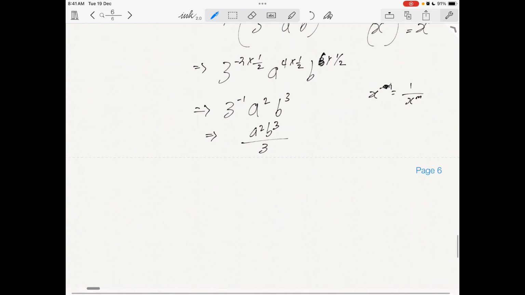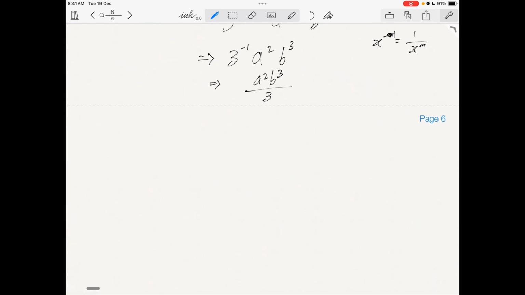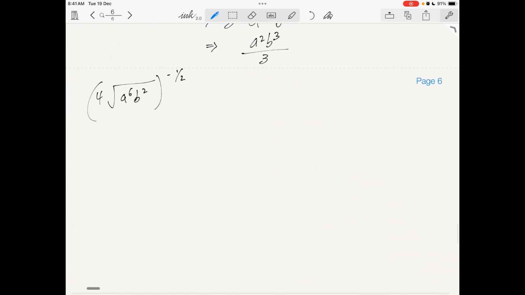Okay, now let's copy the right question this time around. So we have 4 square root of a raised to power 6 b squared, all raised to power minus half. Now I'm solving this. We can apply our power rule here straight up. So that will give me 4 raised to power minus half into square root of a raised to power 6 b squared, everything raised to power minus half.